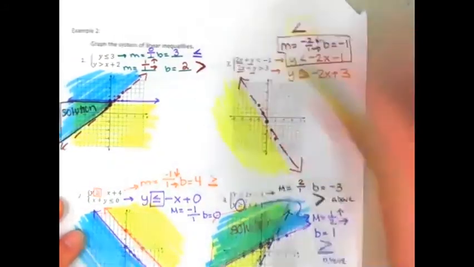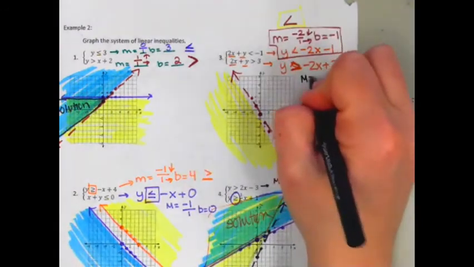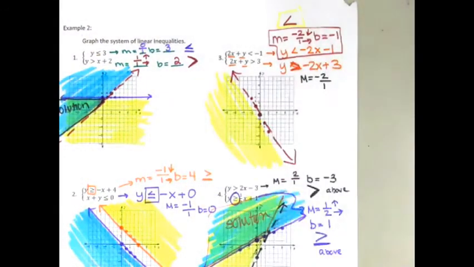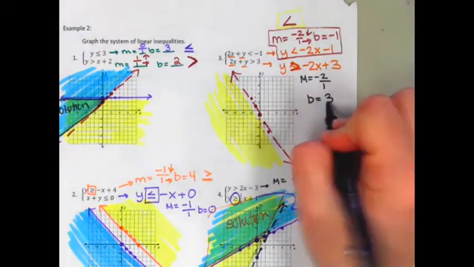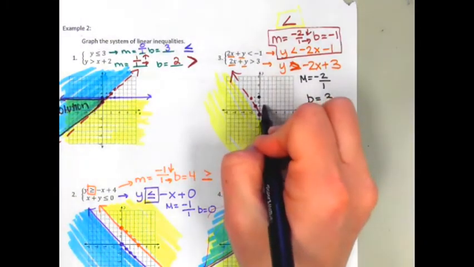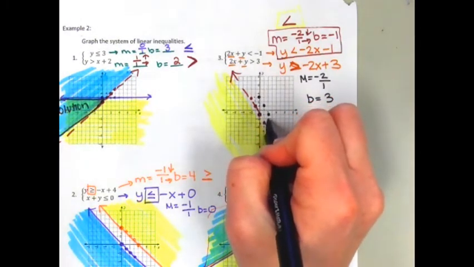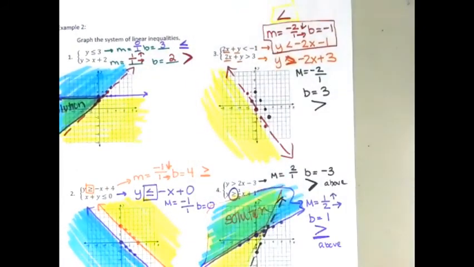All right. Now, the next one. What's my slope of the second one? As we said, they're parallel, so it's going to be -2/1 again. But what's my y-intercept here? 3. Now I'm going to start at 3 and go down 2, right 1. Inequality sign is greater than, dotted or solid?